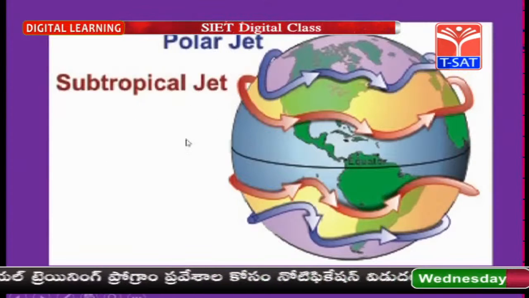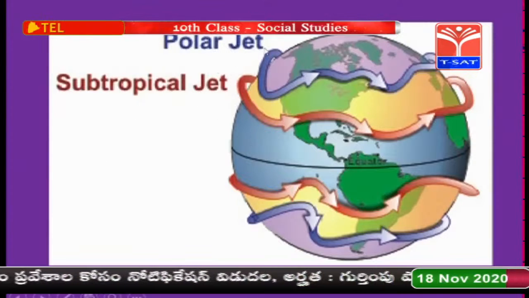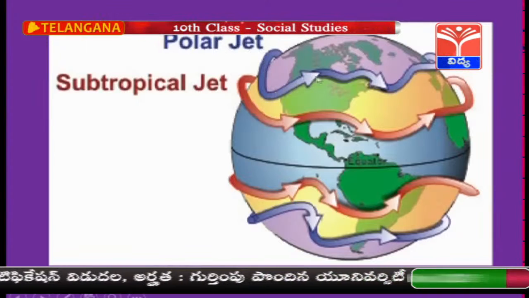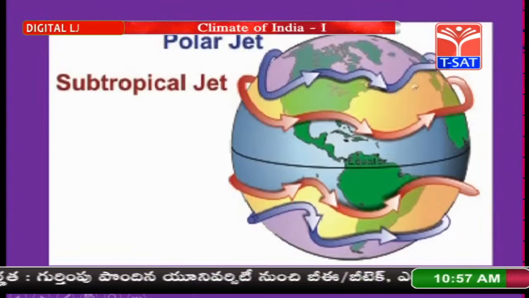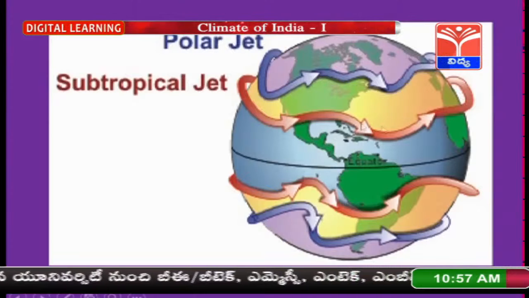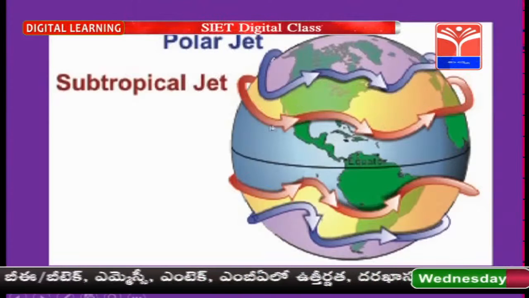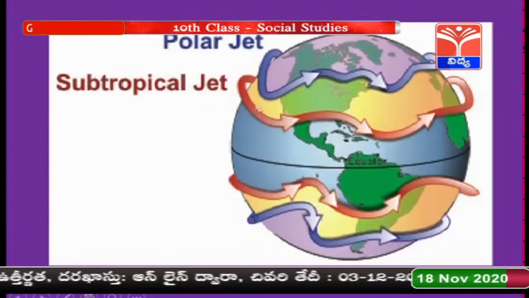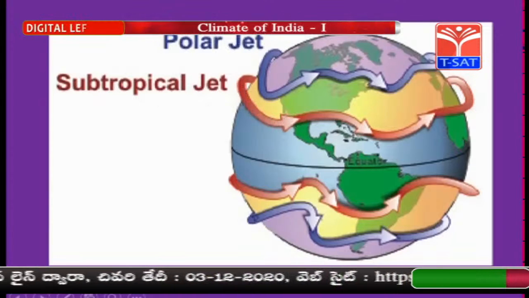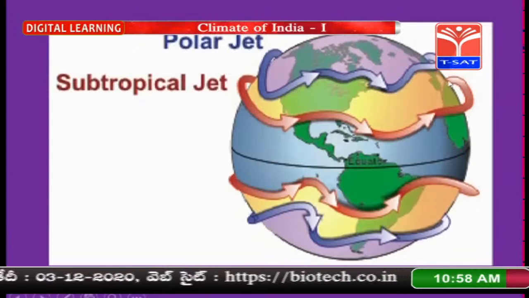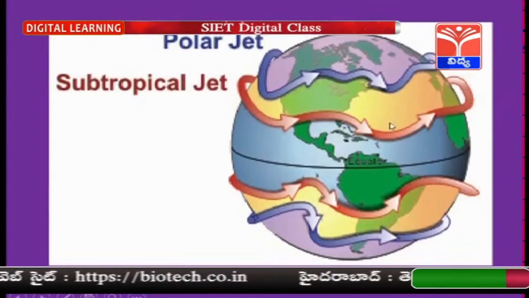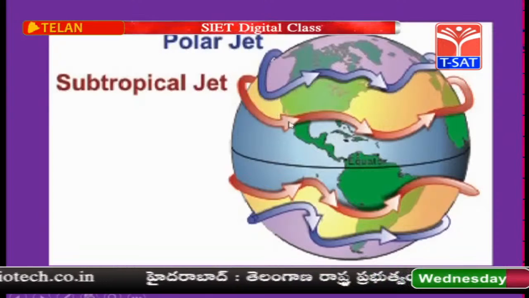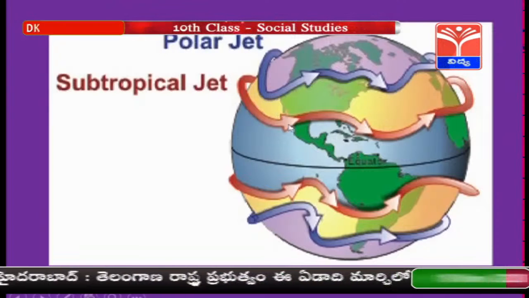Look at this picture. In the polar regions, these jet streams are known as polar jet streams, and in the tropical, subtropical region where India is located, they are known as subtropical jet streams. So when these jet streams flow, they carry the cold air along with them. So, the neighboring countries also get cool.